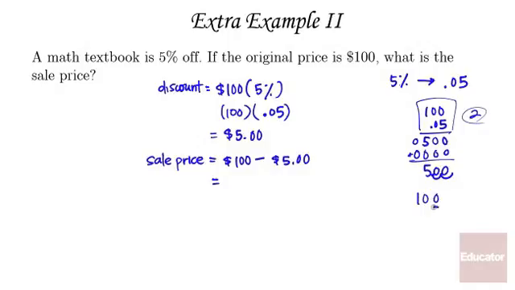So if you want to solve it out, you can change this to a 10. This becomes 9. So 10 minus 5 is 5. Bring down the 9. $95. That's my new price. Okay.